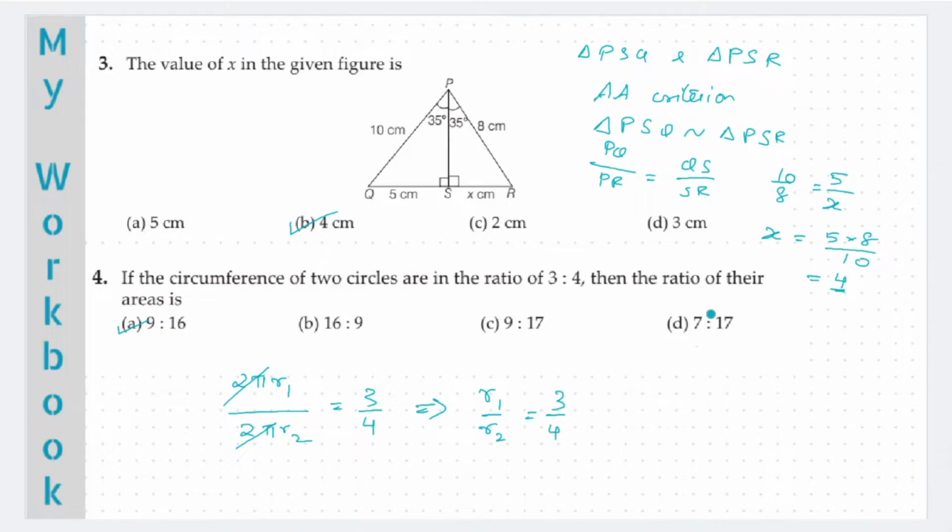We need to find the ratio of the areas. The ratio of the areas will be pi R1 square by pi R2 square. Pi gets cancelled, so it is R1 by R2 the whole square, which is 3 by 4 the whole square, and hence it is 9 by 16, option A. Let's move on to the next slide.